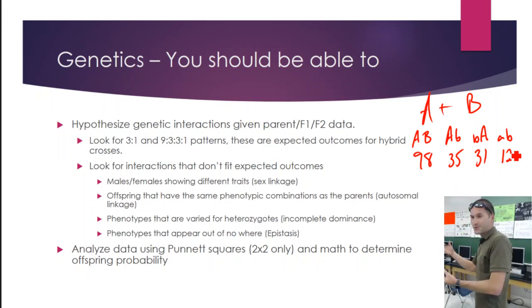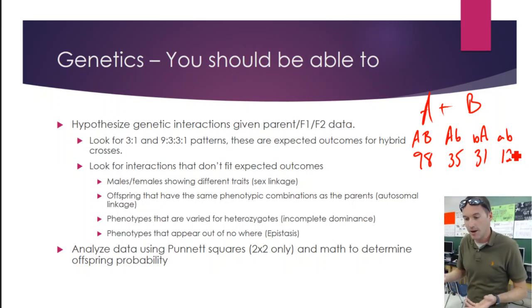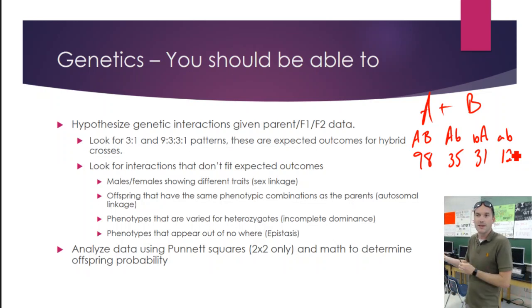And so now I chose really easy numbers here, but you could easily double them, right? You can make it 180 and 65 and 61 and 20 or whatever, and that would still be a 9331 pattern. But you can see here, you've got around 9/16 here that would be dominant for both. You've got around 3/16 that are dominant for one and recessive for the other, around 3/16 that are recessive for the first one and dominant for the other one, and then around 1/16 that are recessive for both. Okay, and these can be determined.